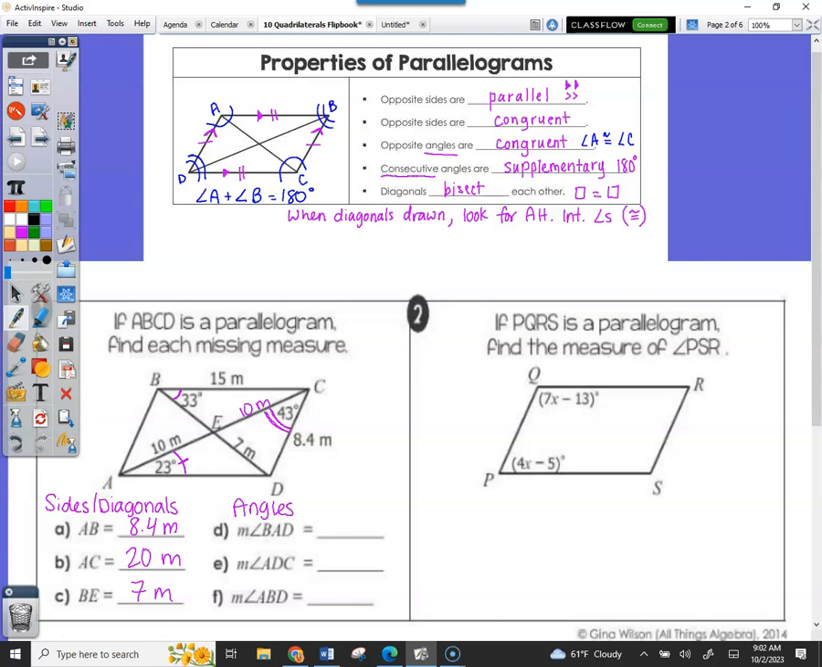With parallelograms, if I had to rank what's the easiest part and what's the more challenging part, I would say the sides and the diagonals are the easiest part. Opposite sides are equal, diagonals are cut in half. That should be the easiest part. Now, the angles is where you have to stop and think. You have to remember your properties, and I'm giving them to you right here.